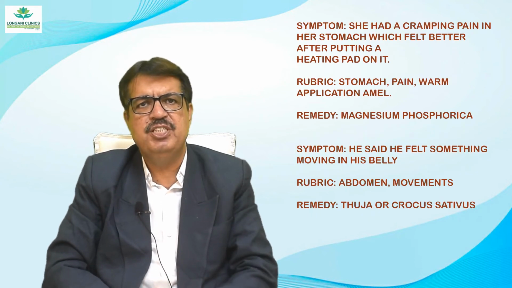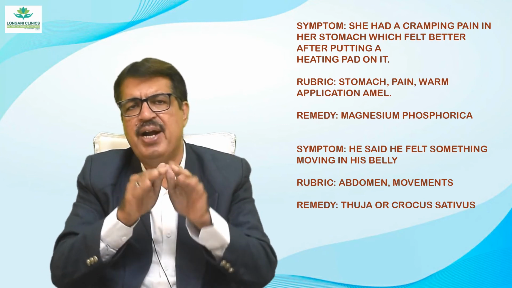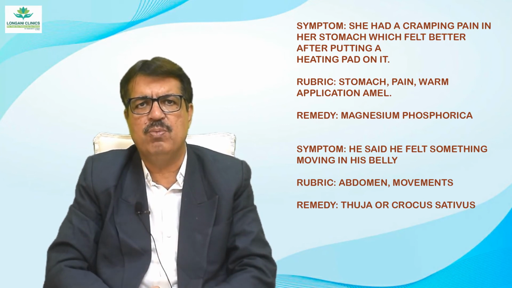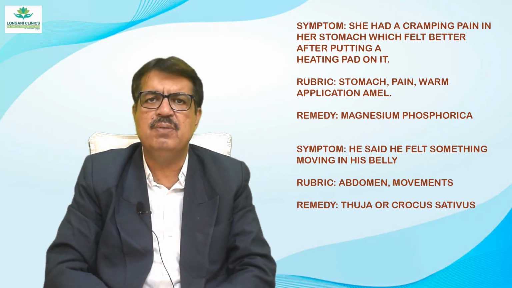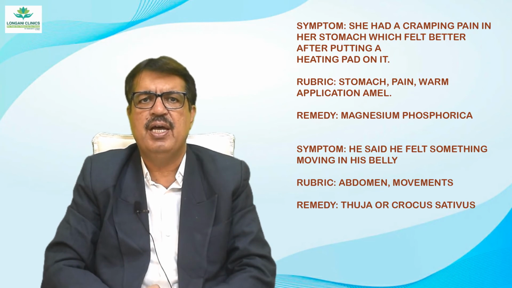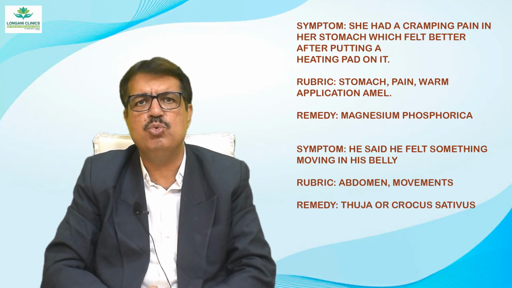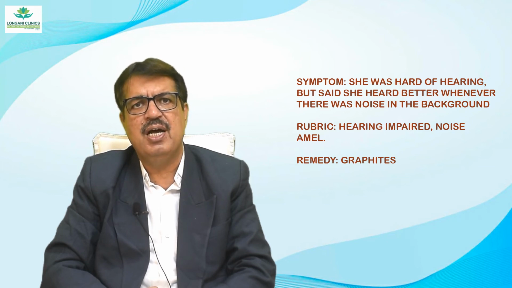The symptom: she had a cramping pain in her stomach which felt better after putting a heating pad on it. Rubric, stomach pain, warm application amelioration. The remedy is Magnesium phosphoricum. The symptom: he said he felt something moving in his belly. The rubric, abdomen, movement. The remedy is Thuja or Crocus sativus. Symptom: she was hard of hearing, but said she heard better whenever there was noise in the background. The rubric, hearing impaired, noise, amelioration.